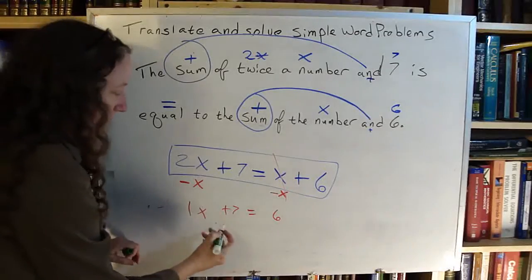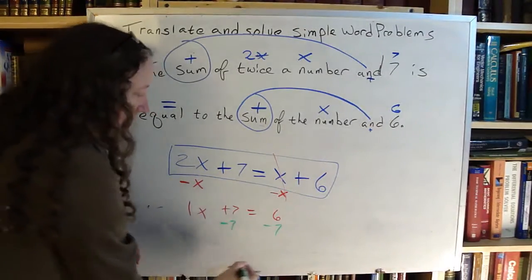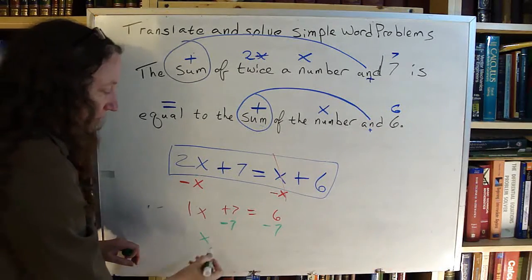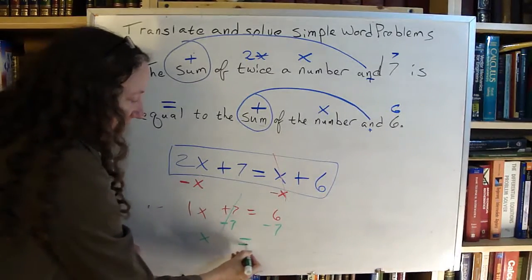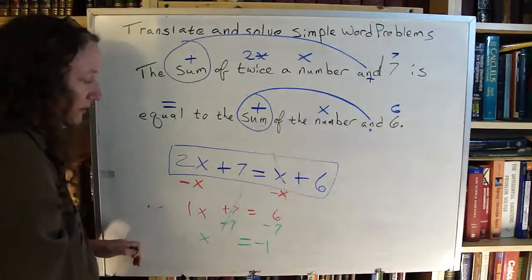Finish solving. Subtract the 7 away. 1 times anything is just itself, so I'm simplifying also. The 7 minus 7 cancels out. I have my equal sign. 6 minus 7 is negative 1.